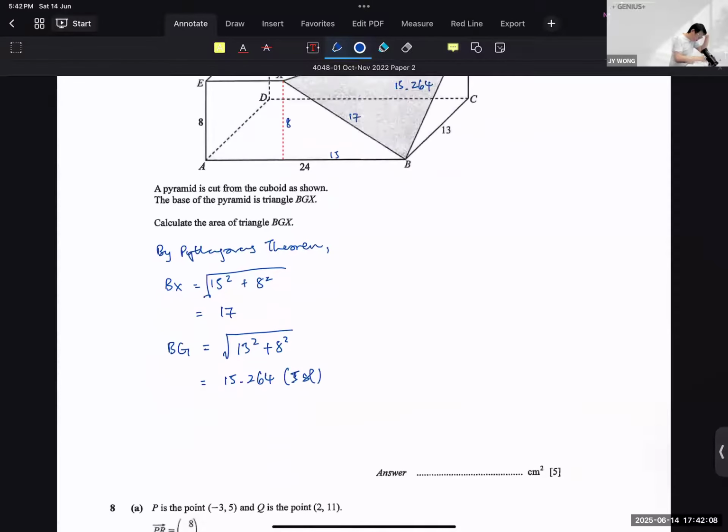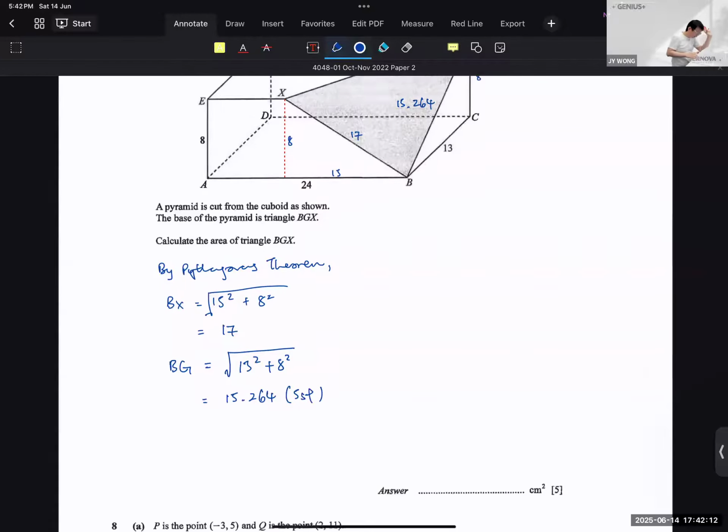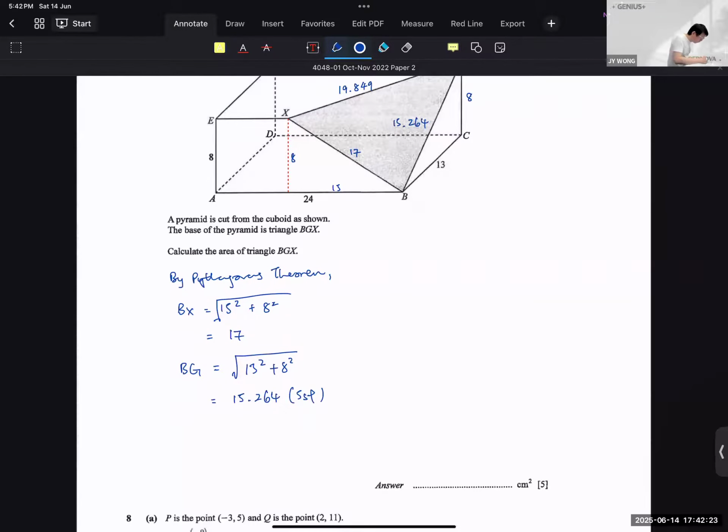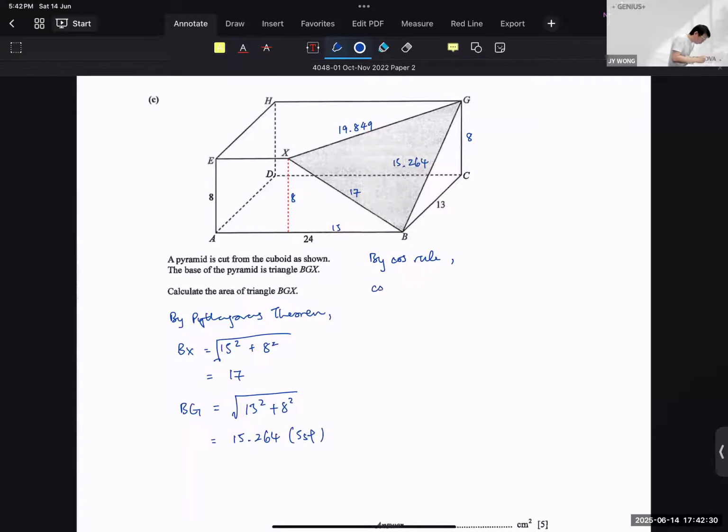Is there a next part of the question? Which means I need to just find any single angle. It doesn't matter which angle I find because I just need one angle and the two lengths to go and use half AB sine C, right? So by cosine rule, I am going to find the cosine of which angle? I'm just going to find the cosine of angle BXG, but it doesn't have to be BXG. It can be any of the three angles, to be honest.